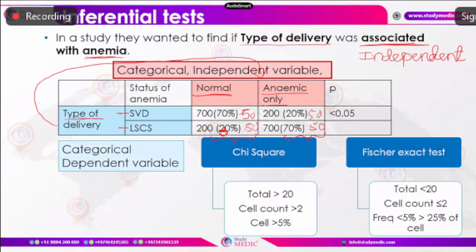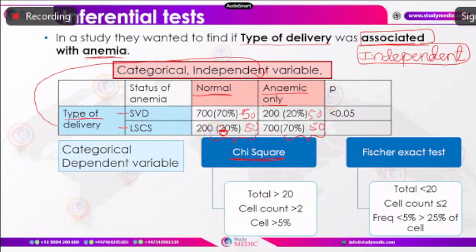So when do we do this chi-square test? One, if you want to find out if one categorical variable is associated with the other categorical variable, that is, type of delivery, is it associated or related to anemic status? Or if one categorical variable is independent of the other, for example, if type of delivery is independent of the anemic status, or to find out if there is a difference in observed versus expected frequency of type of delivery in normal versus anemic. In all these three conditions, we do what is called the chi-square test.